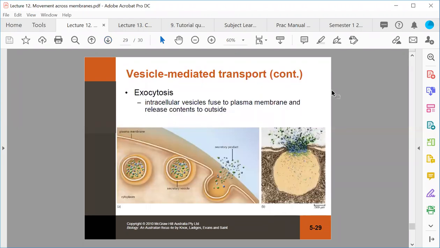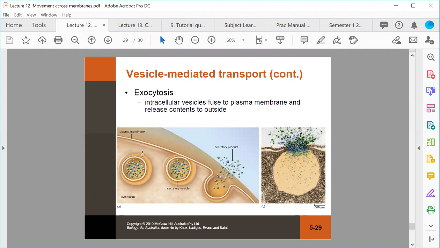All right, and here's the opposite type of transport. So this is called exocytosis. This type of vesicle-mediated transport is where the vesicles are actually formed within the cell. So much like the process that we just mentioned before, these vesicles may have come from the Golgi apparatus, and they're carrying substances that are destined to be secreted from the cell.